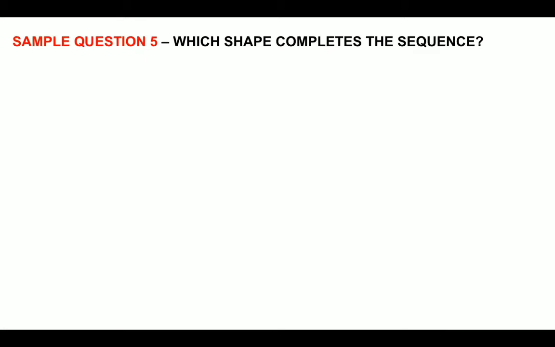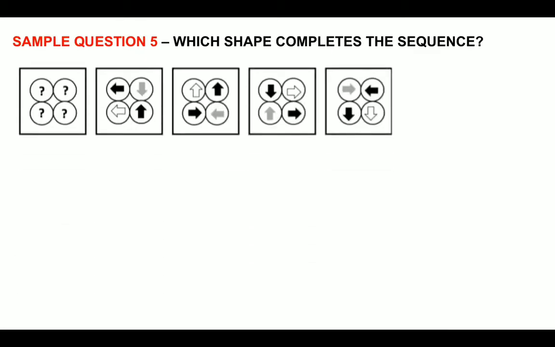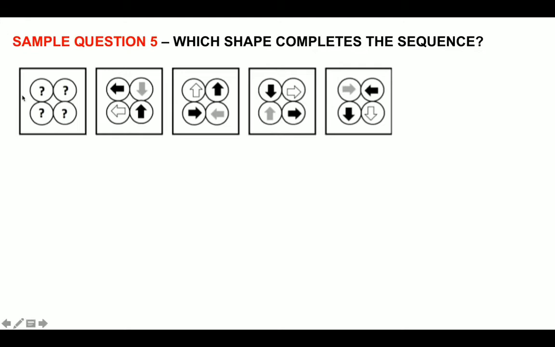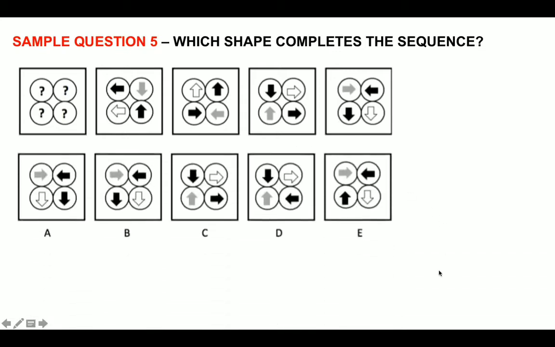Question number 5, which shape completes the sequence? Now this is a tougher one, okay? Now look out for this, because this can happen quite a lot in abstract reasoning tests. So which shape completes the sequence? So we need to find out which one starts it, not which one comes at the end, but which one here starts it. So these are the options, okay? And upon first inspection, it looks really confusing. Trust me, it looks really confusing.